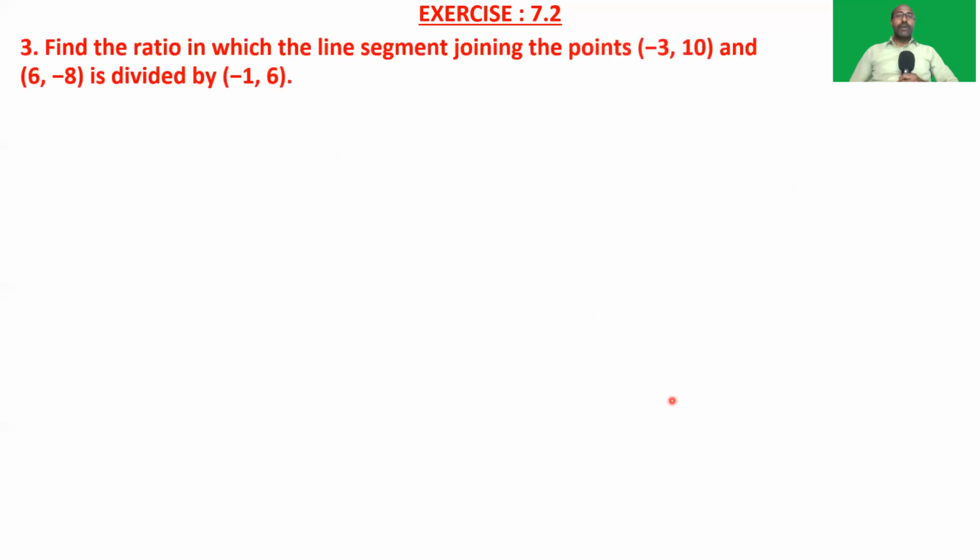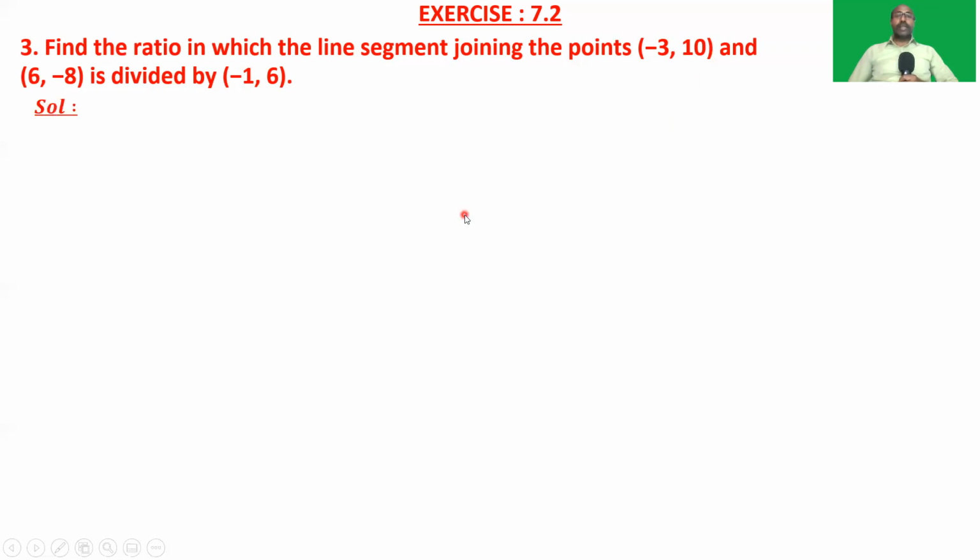So next problem. Find the ratio in which the line segment joining the points -3 comma 10 and 6 comma -8 is divided by -1 comma 6. So in the previous problem the ratio was given and we had to find the point which divides in that ratio. But here the point is given and we have to find in which ratio this point is dividing the line segment joining the given points. So here the point is given, we have to find the ratio.